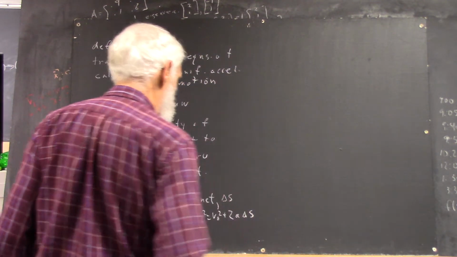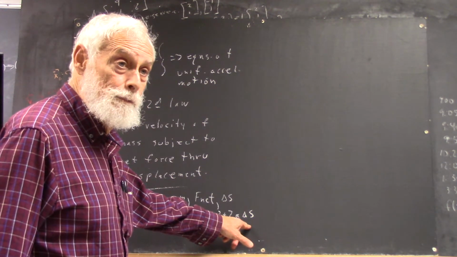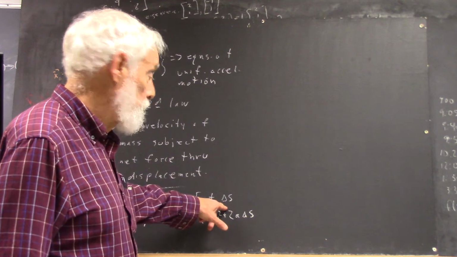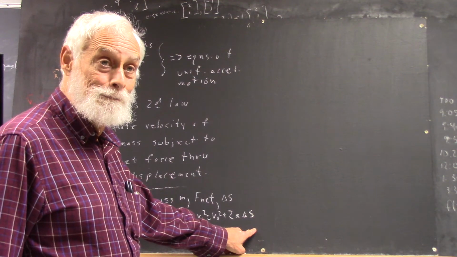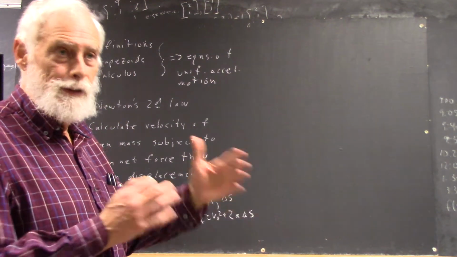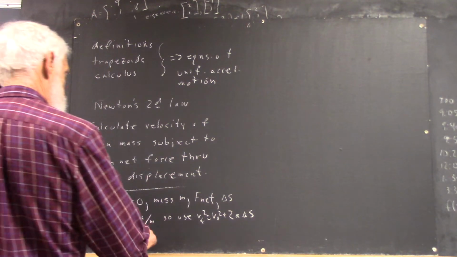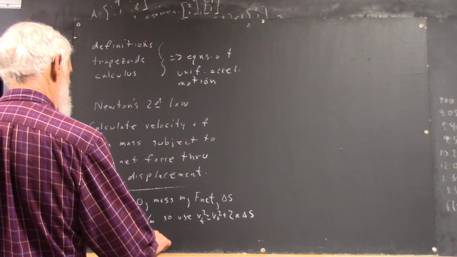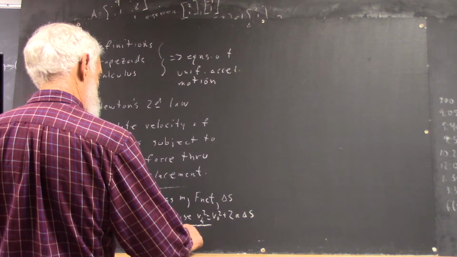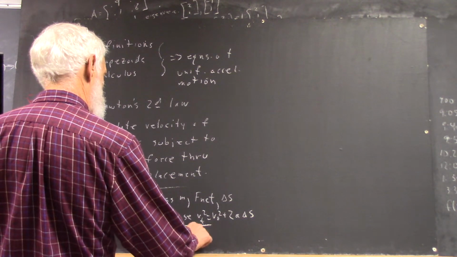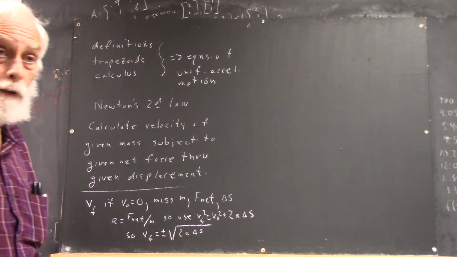I'm using it in this form. You can use whatever symbols you want, but there it is, okay? Whatever form you use it in, if the displacement is delta S, the equation will come out like this, okay? If you use an x naught and x, well, delta x is x minus x naught, right? So vf squared is v naught squared plus or minus 2a delta S, right?